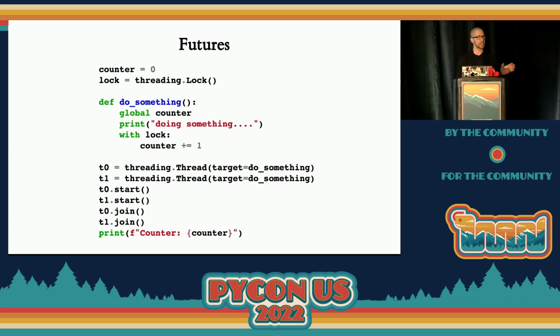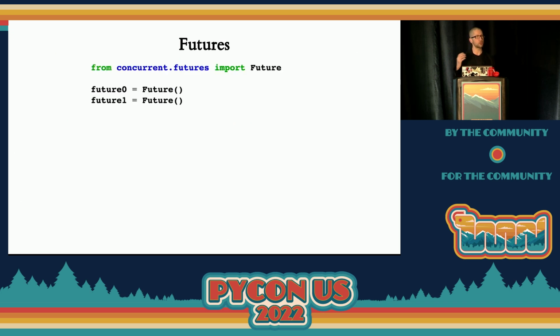First, let's add this. We want to know what the counter value is at the very end. And then let's rewrite this with futures. So the first thing we do is we import from concurrent futures. This is where all the cool thread stuff lives. It's been here since Python 3.2, so a while now.